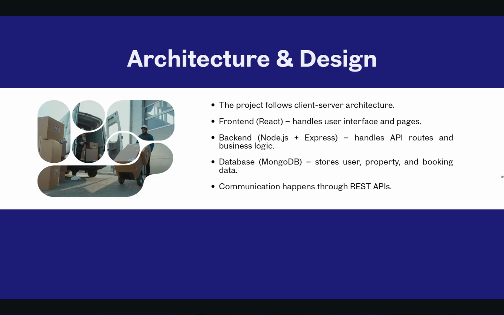How does data flow in the system? Let me explain a simple example. Suppose a user books a property. Step 1. The user clicks book now. React sends a POST request with booking details. Step 2. The request goes to the Express server.